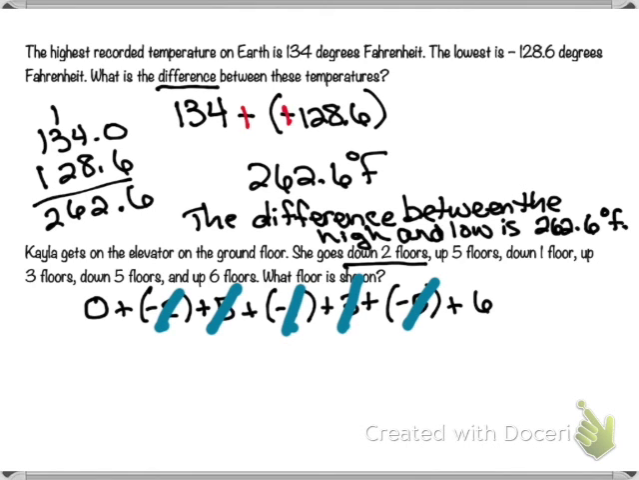So what do I have left? I just have 0 plus 6 now. What does that give me? Well, that just gives me 6. So what can I gather from that? I know that Kayla is on floor 6.